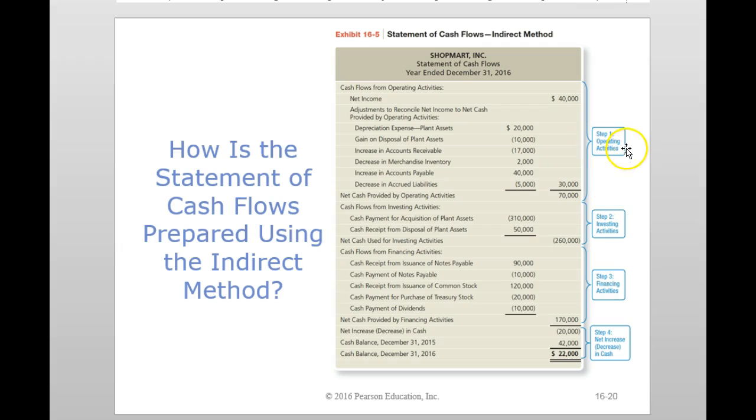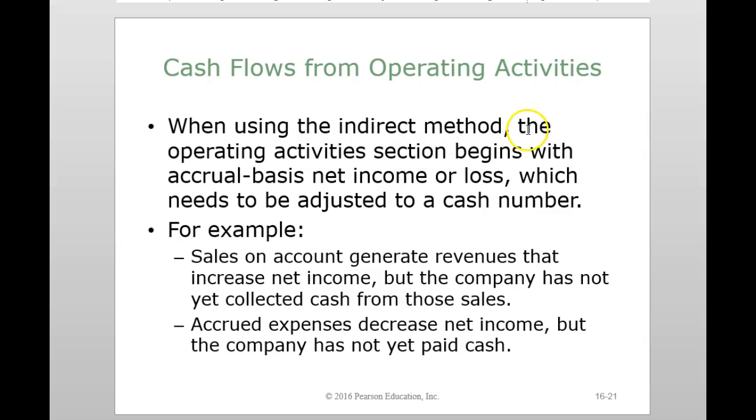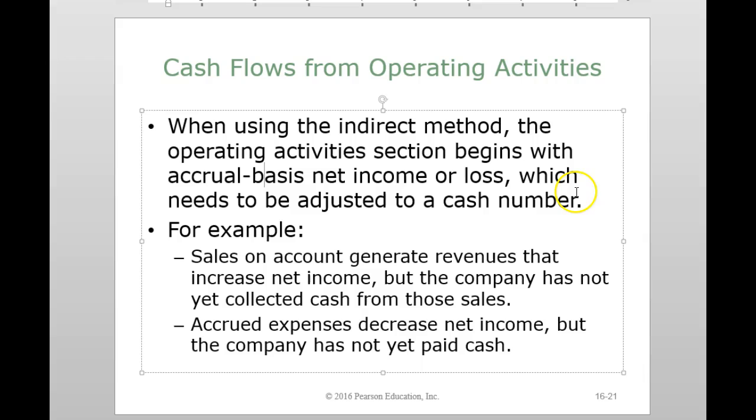And again, this is step 1. We look at the operating adjustments, then we're going to look at the investing, and then we're going to look at the financing. And then we do the comparison to the change in cash. So what are we doing? We're using the indirect method, okay? And again, we're taking an accrual-based income or loss and adjusting it to a cash number, or taking accrual-based and turning it into a cash flow, showing the cash basis.